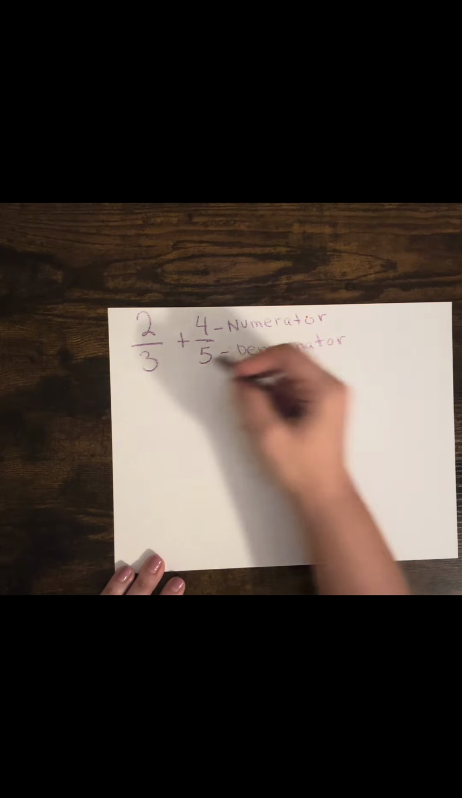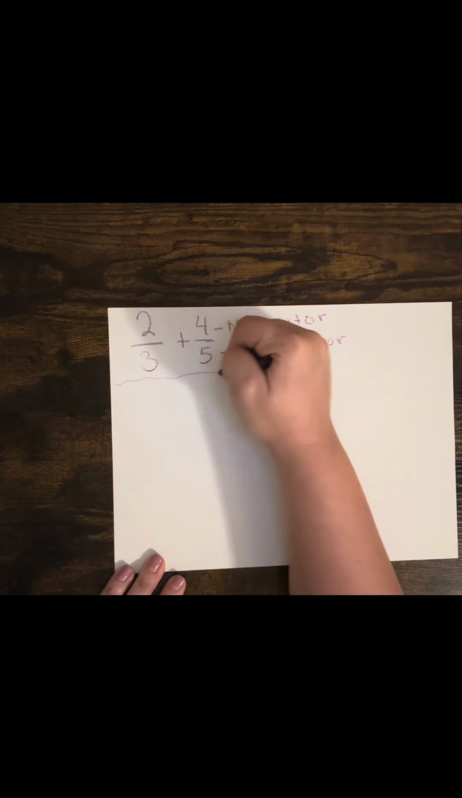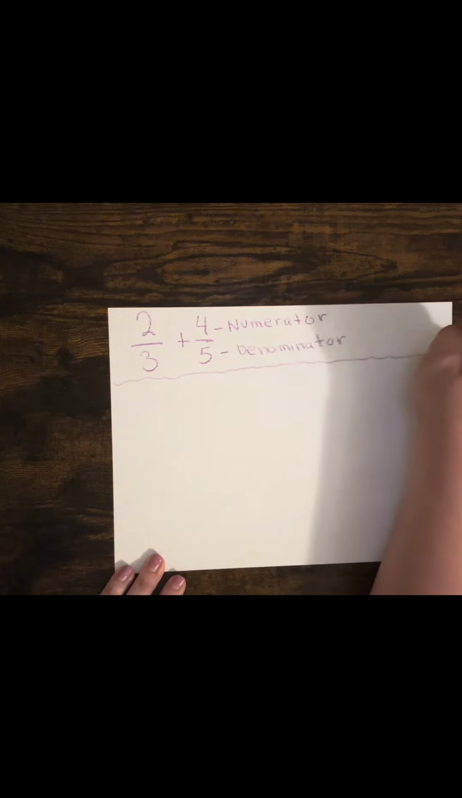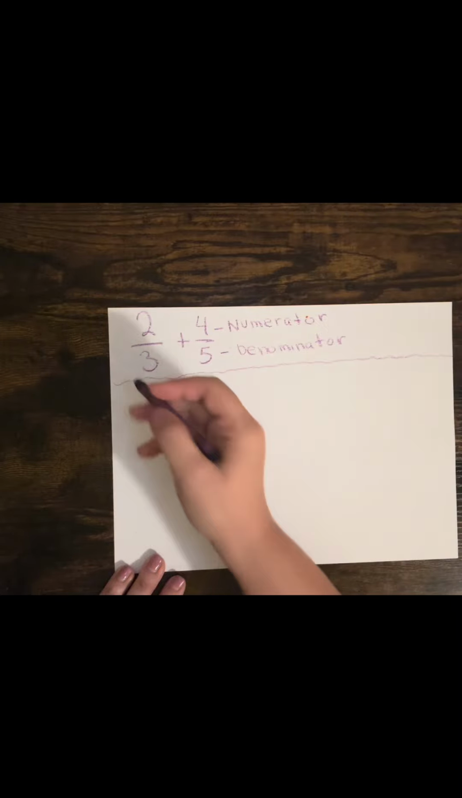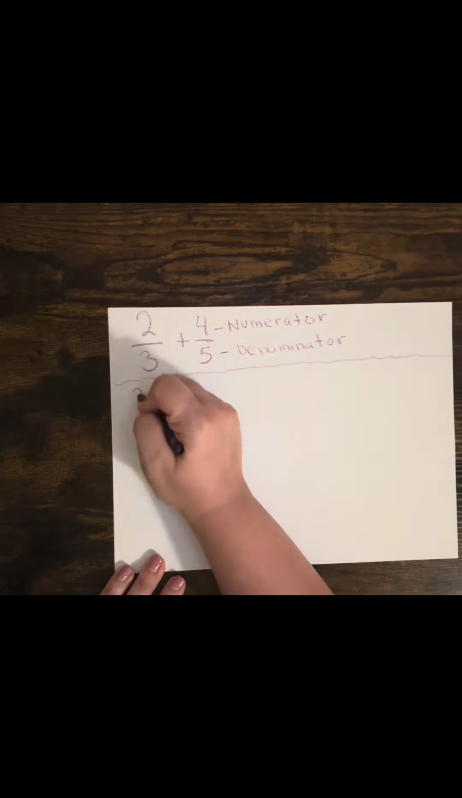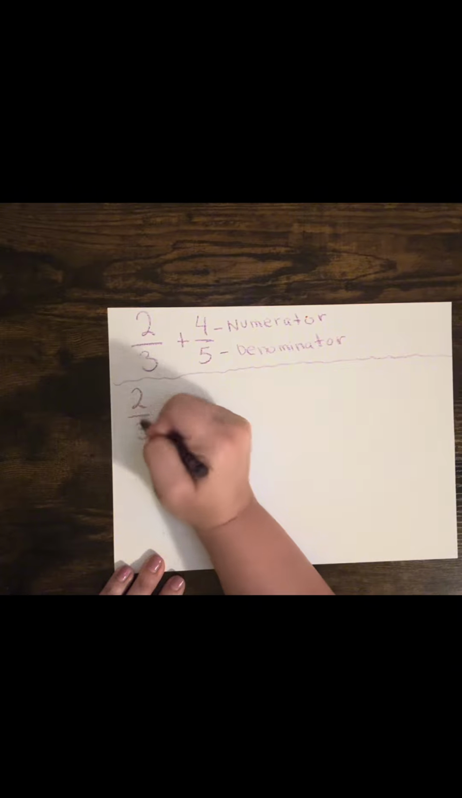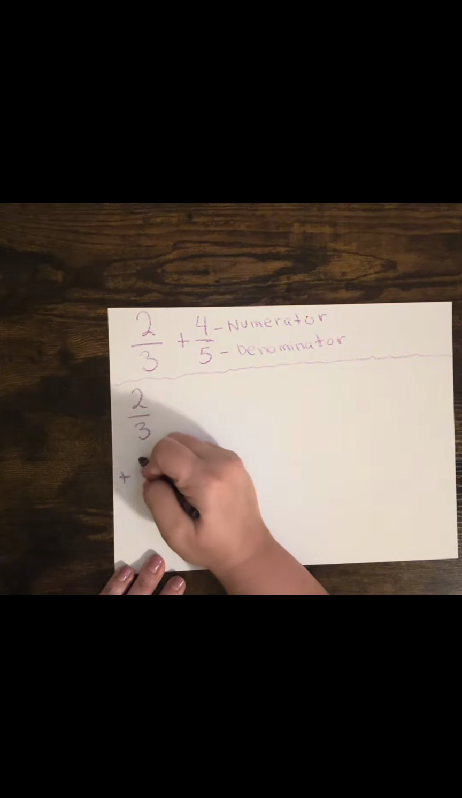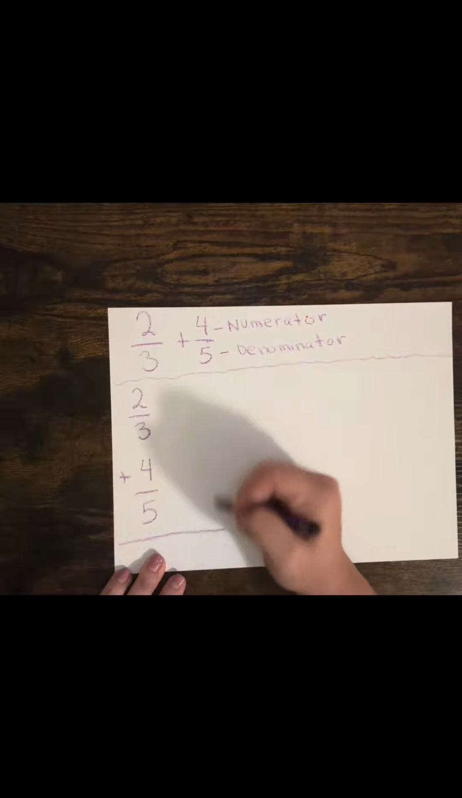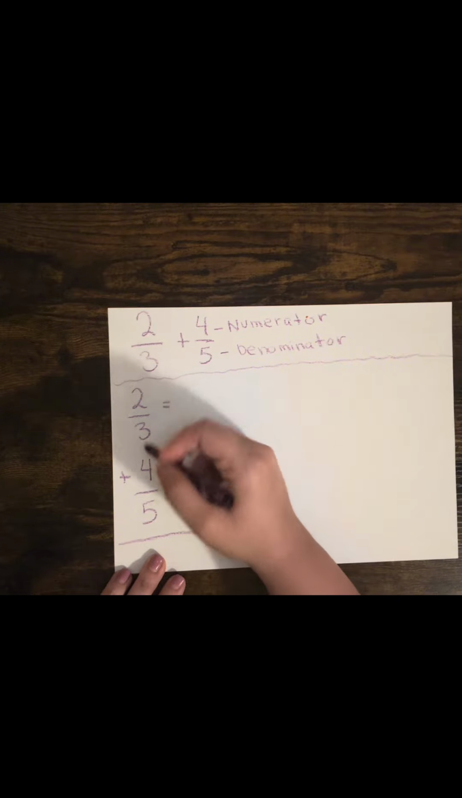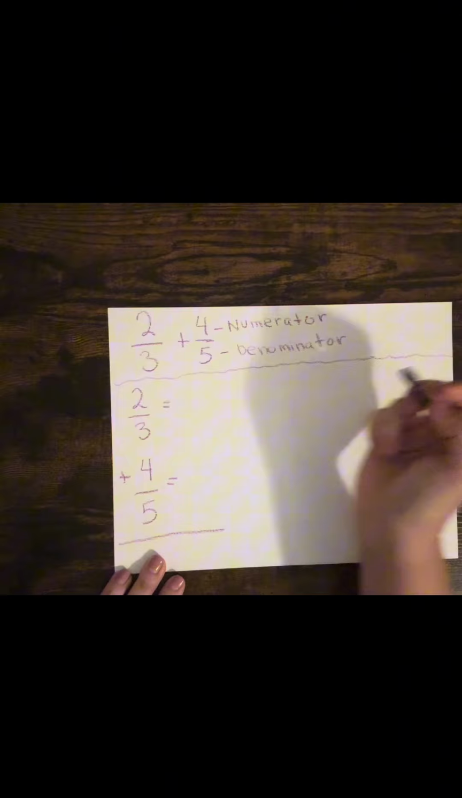So first things first, I'm going to draw a little line right here. We're going to take that original problem and write it vertically, going up and down. So look how we do it. Do it this way, 2/3 plus 4/5. And we're going to set it up just like this. Put our little equal signs here.